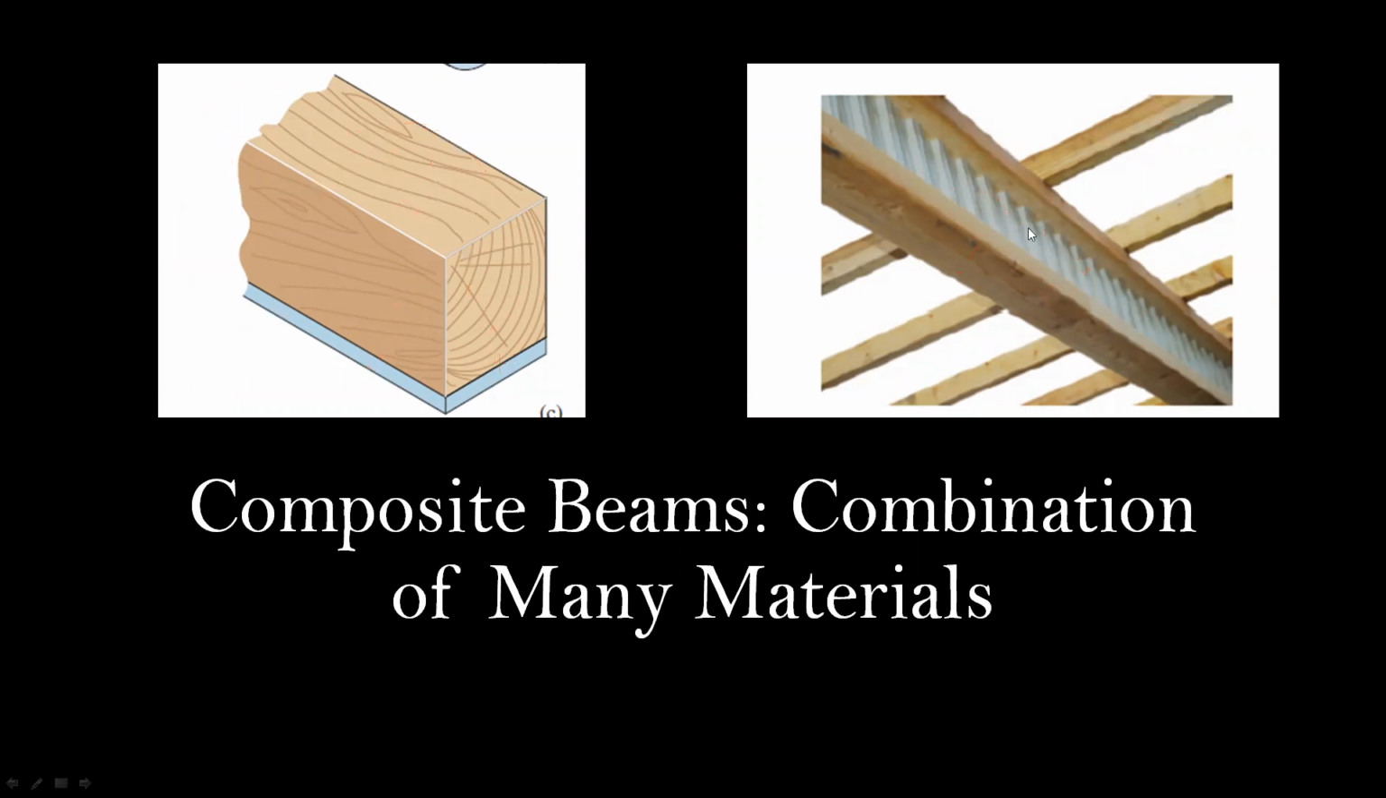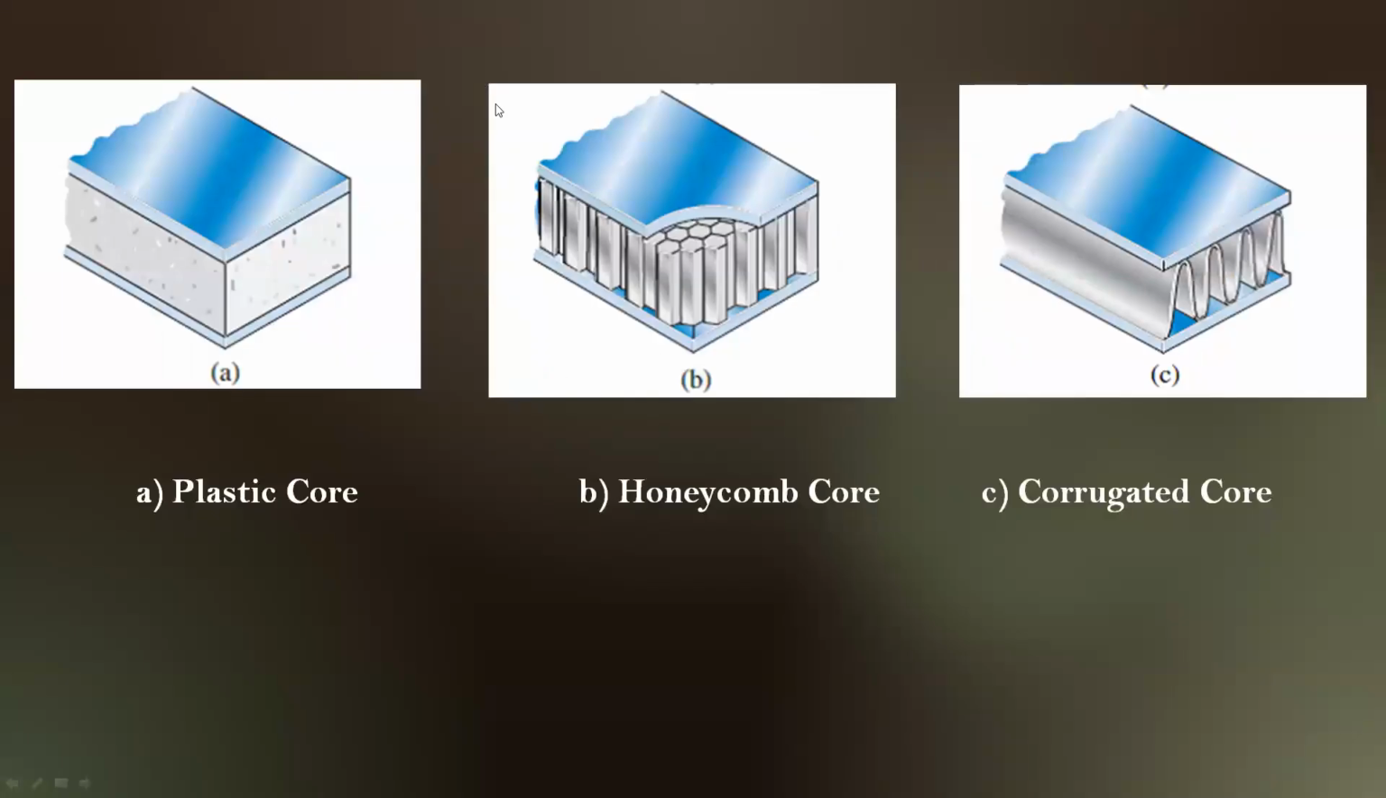Now, based on the composition, we can have a plastic core. For example, we have two steel sections, and in between the two steel sections we have a plastic section. We have placed a plastic section in between the two steel sections.